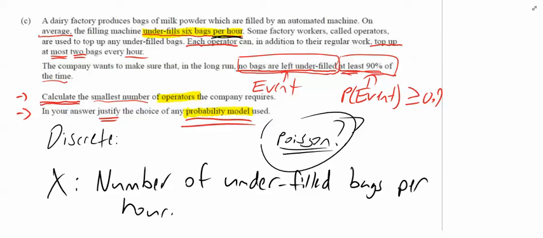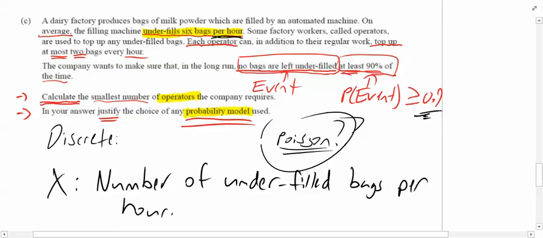X has to be the number of underfilled bags per hour, because the number of ones that get topped up still kind of depends on the number that are underfilled in the first place, doesn't it? So we're going to start with that. Okay, so we want to know the x value where that relates to a probability of 0.9. This is the tricky part of this question, and this is where we really need to take our time.